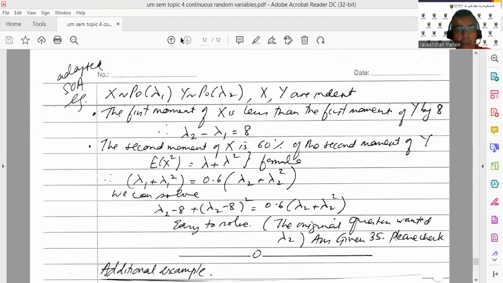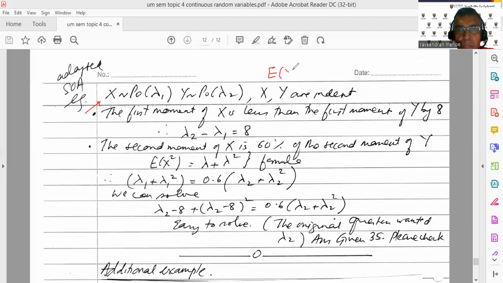Our next example, right? This is adapted from the Society of Actuaries exam. You're told that X is Poisson with mean rate lambda 1, Y is Poisson with mean rate lambda 2, and X and Y are independent. You're told the first moment of X is less than the first moment of Y by 8. Okay, what does that mean?